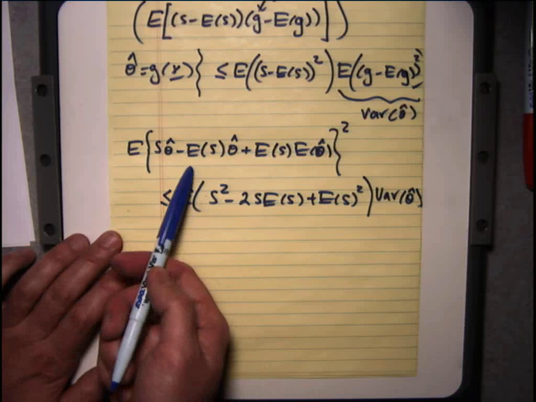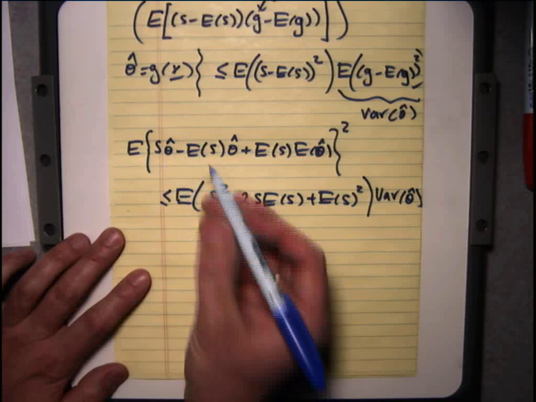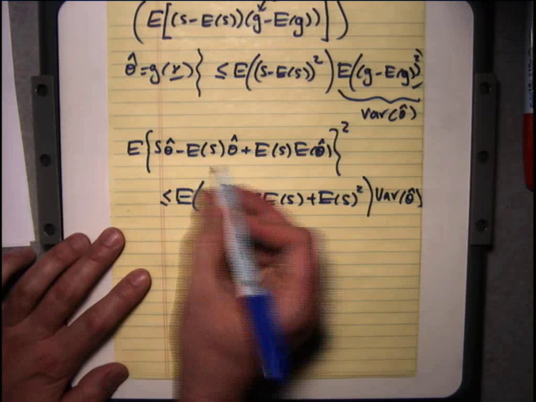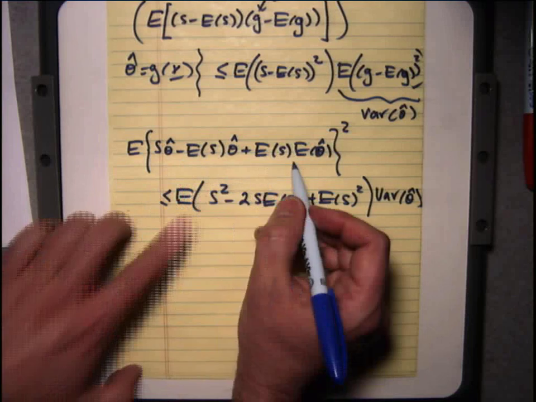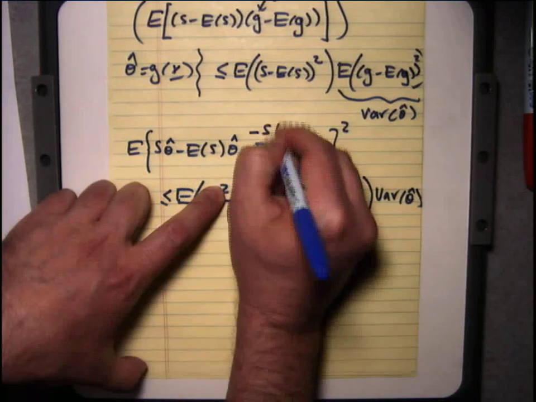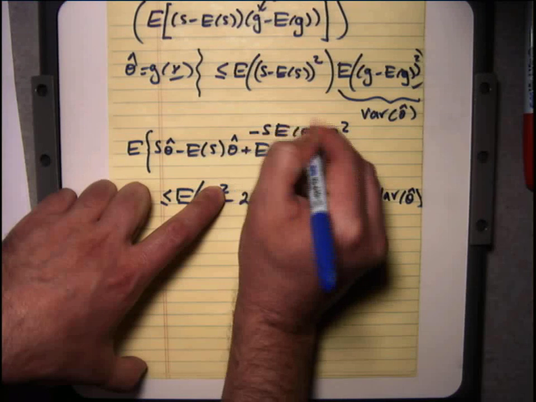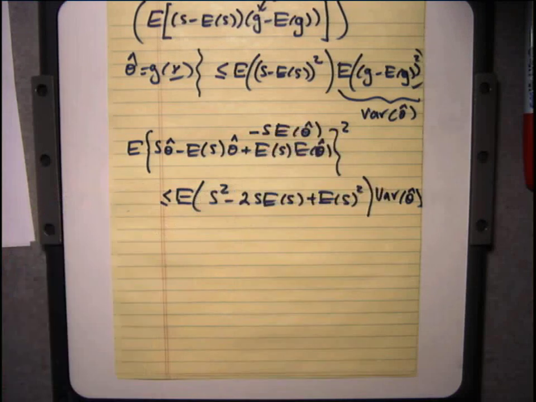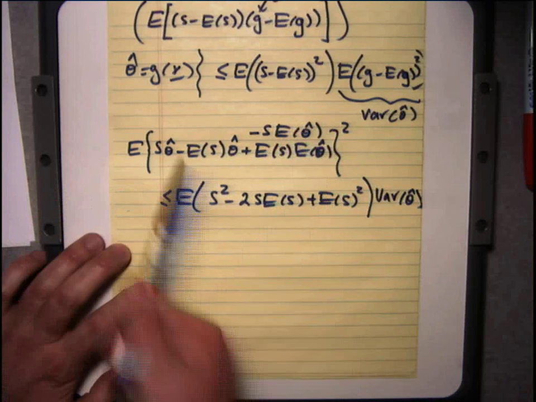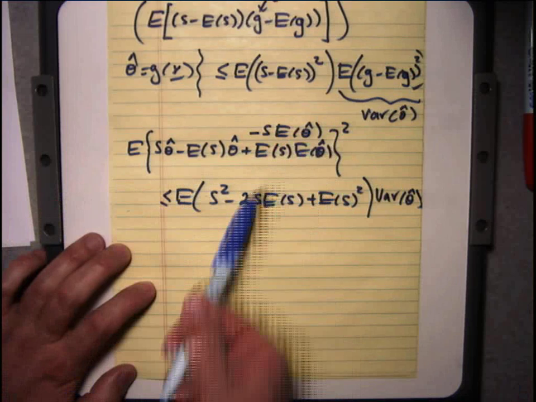Let's see, I think I might have copied something down wrong here. Expected value of s. I said one term missing, right? Yeah, I'm missing a minus s times the expected value of theta hat here. Okay. All right, so this term is going to go away, and this term is going to go away. And here, this term is going to go away.